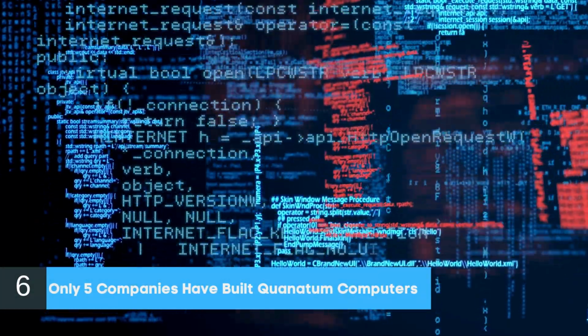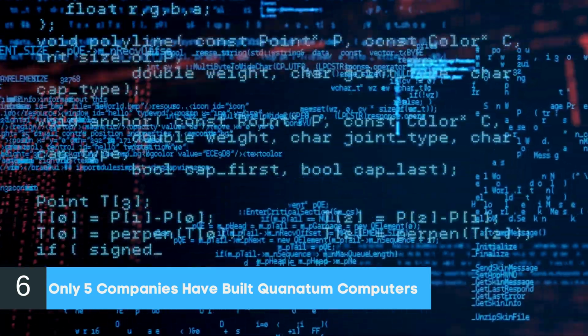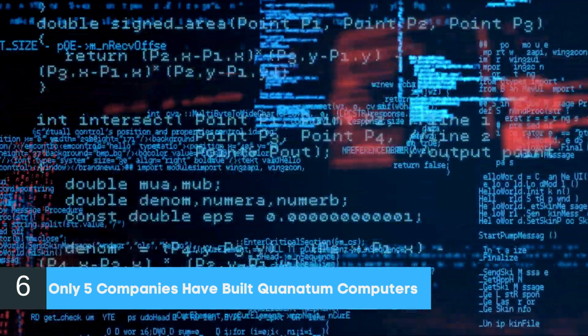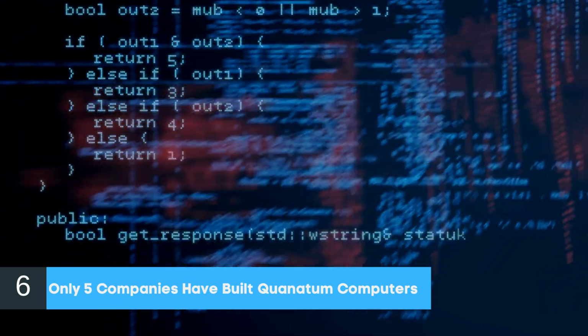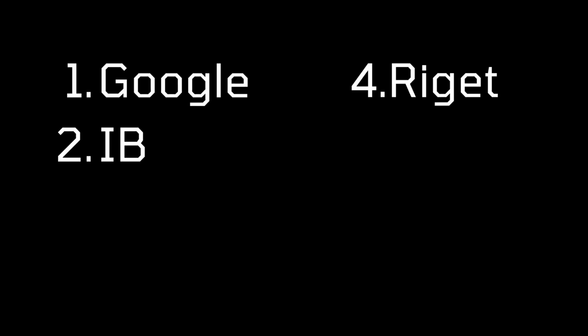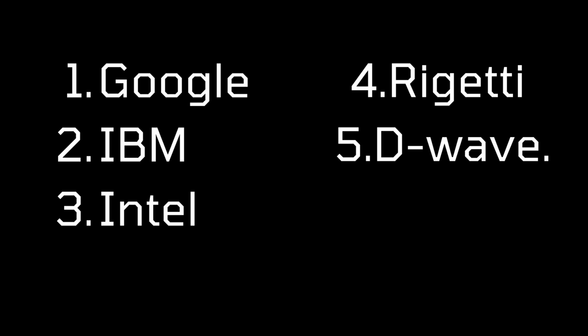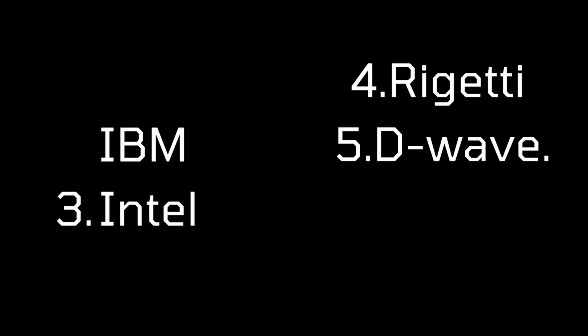Number 6. One of the interesting facts about quantum computers is that, so far, only 5 companies in the world have made quantum chips. Those great companies are Google, IBM, Intel, Rigetti, and D-Wave.